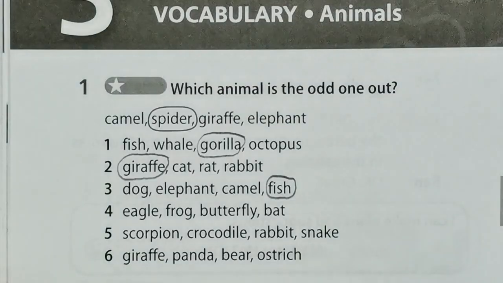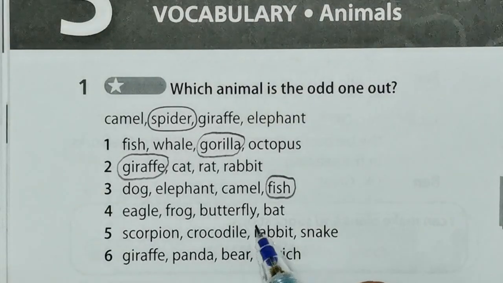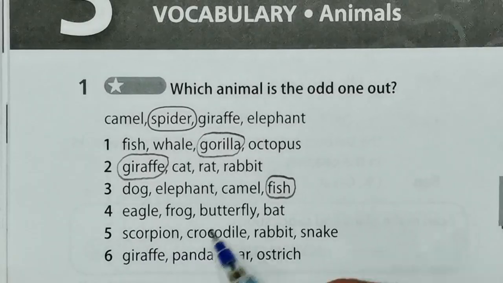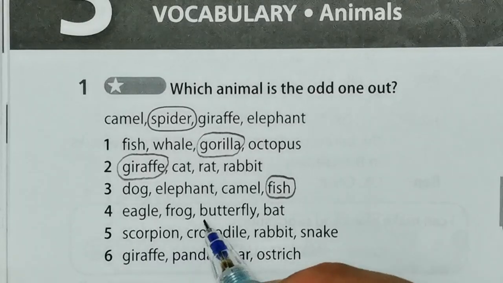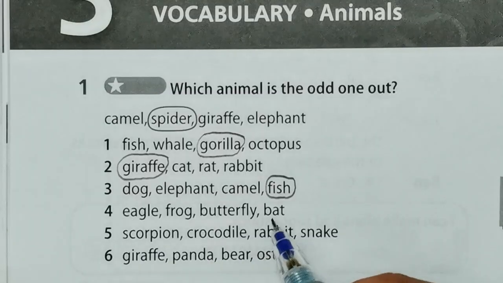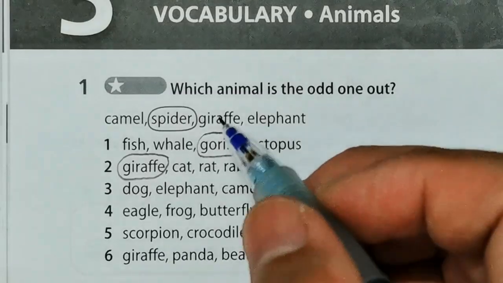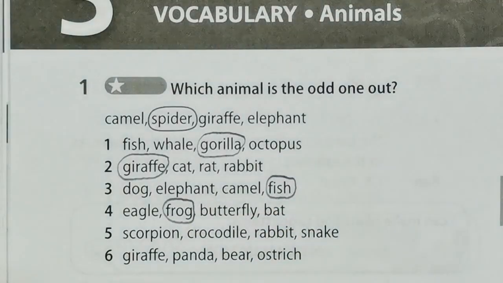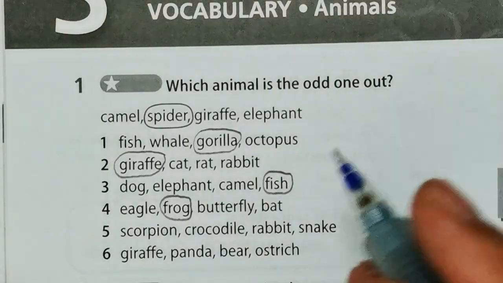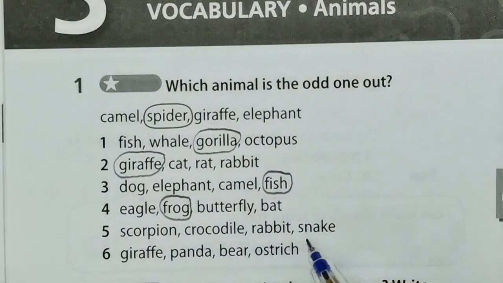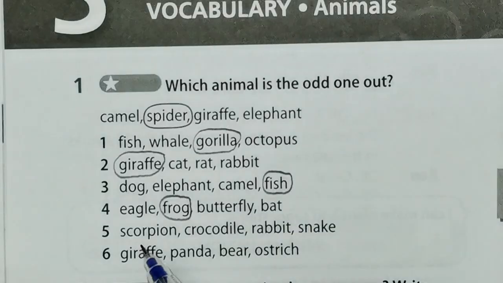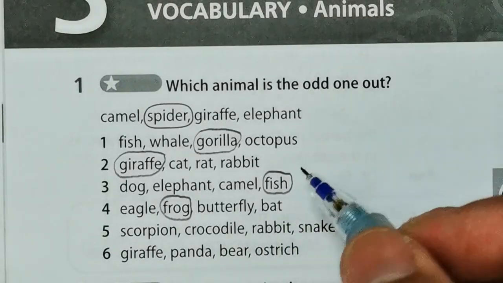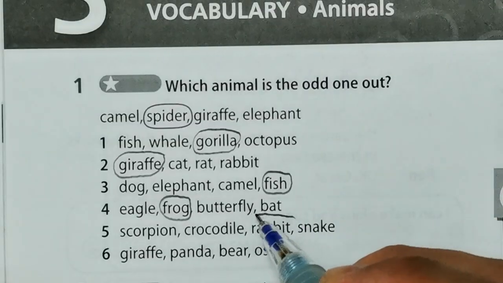Number 4, eagle, frog, butterfly, bat. So we have this one, flying animals, eagle or birds. So this one flying, flying, flying. This is not. So we choose frog. And then number 5, we have scorpion, crocodile, rabbit, snake. So basically these three here are reptiles compared to this mammal. So we have number 5, rabbit.